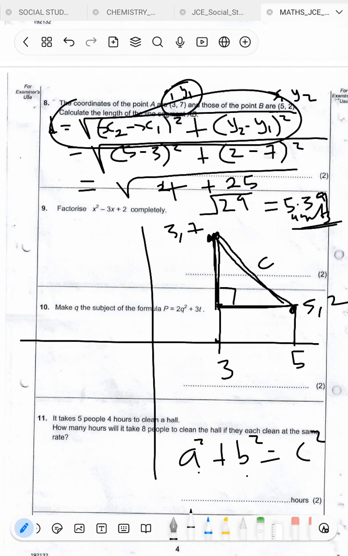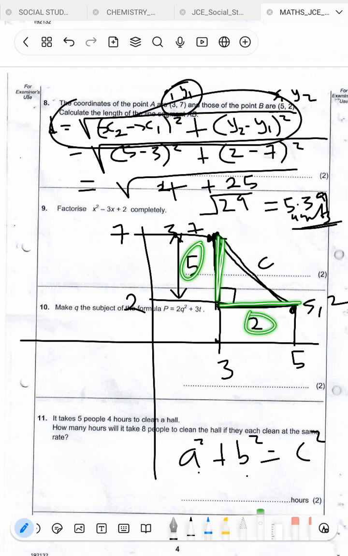It's a 5. Then on the other side we look at the y-axis. From the top part we have a 7, and the bottom part we have a 2. The difference between 7 and 2 is 5. Then the difference between 3 and 5 is 2. So in other words, this side length is going to be 5, and the length at the bottom is going to be 2.